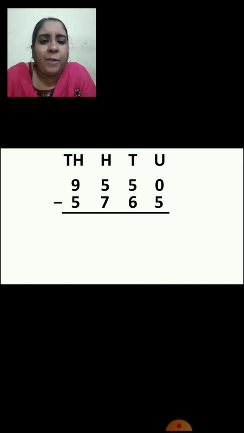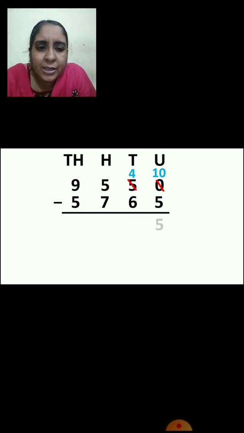See the numbers 0 and 5. Can you subtract 5 from 0? No. So what you will do? You will go to tens place. You have to cut 5. Out of 5, you are going to borrow 1 to units place. So minus 1 will be 4 in tens place now. Now you can take 1 to units place. So you will cut 0. And what will come in units place now? 10. Very good. Now you can subtract, right? 10 minus 5. How much is it? Yes, 5.